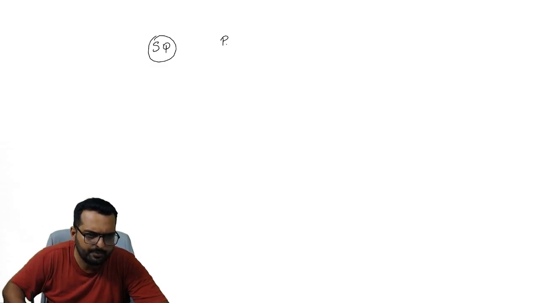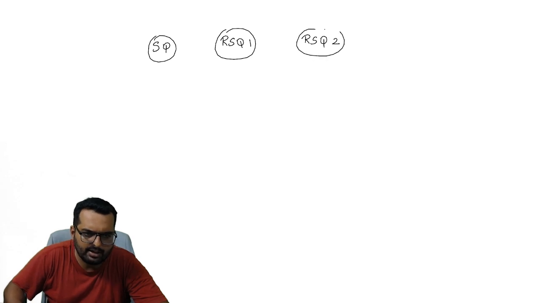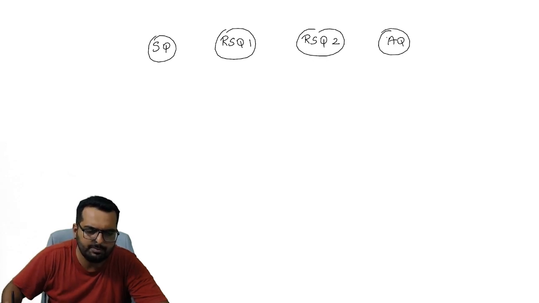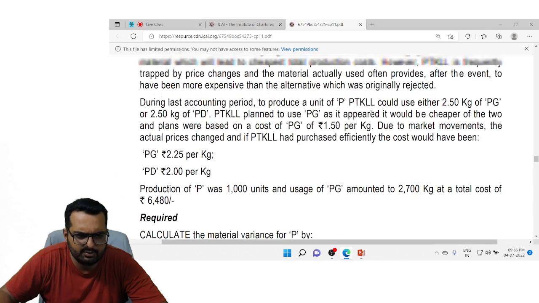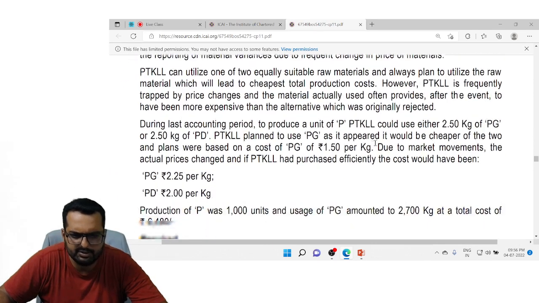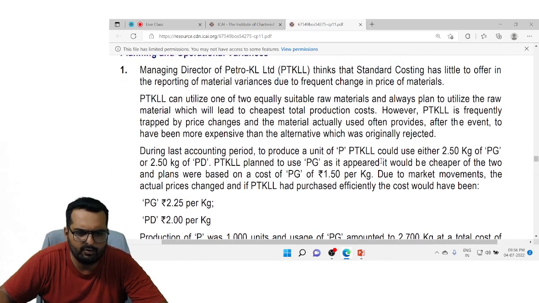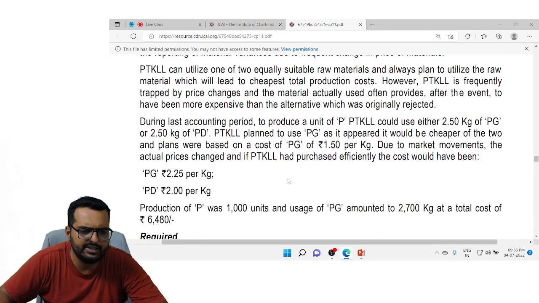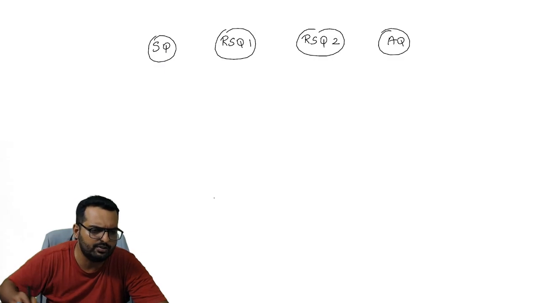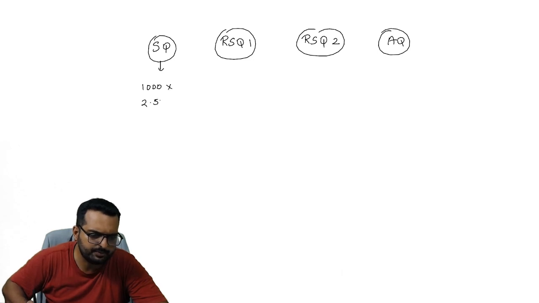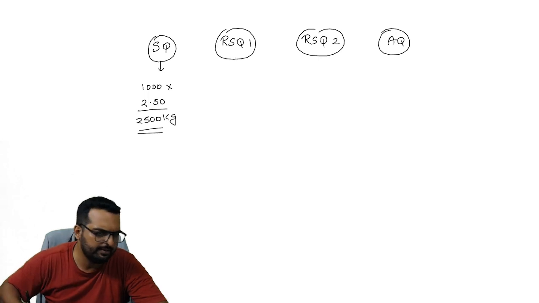RSP2, AP. Same way, I'll now provide you SQ, RSQ1, RSQ2, and the last one will be AQ. I believe in this question there are only two quantities mentioned. The first one was 2.5 kg is required for 1000 units. So 1000 into 2.5 kg is how much? Is that 2500 kg? Correct?